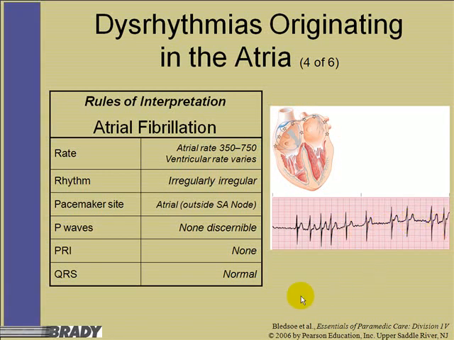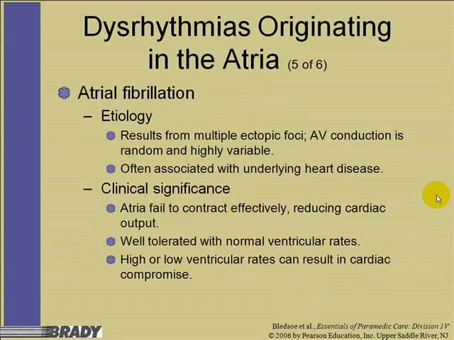This is a very irritable heart. It results from multiple ectopic foci, so in other words, multiple areas are trying to override the SA node, and they're doing a good job because they're going way too fast, and the SA node just can't keep up. So the AV conduction is random and highly variable. This is a pretty irritable heart, often associated with underlying heart disease.